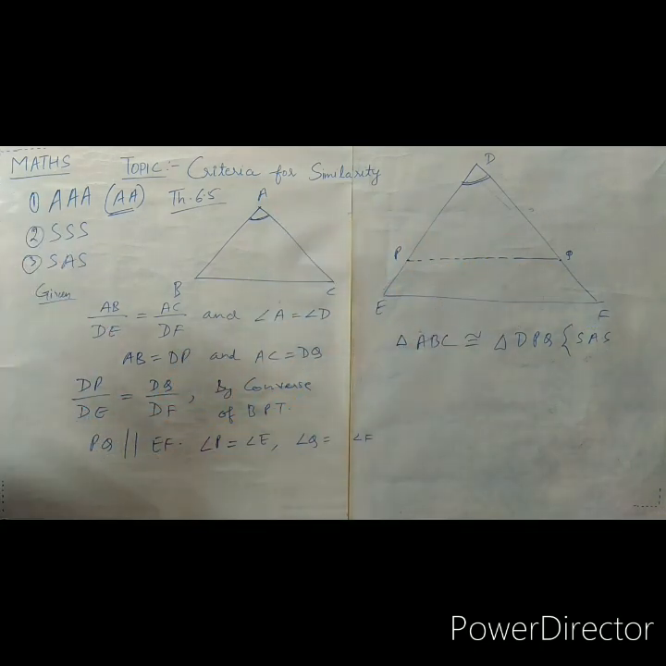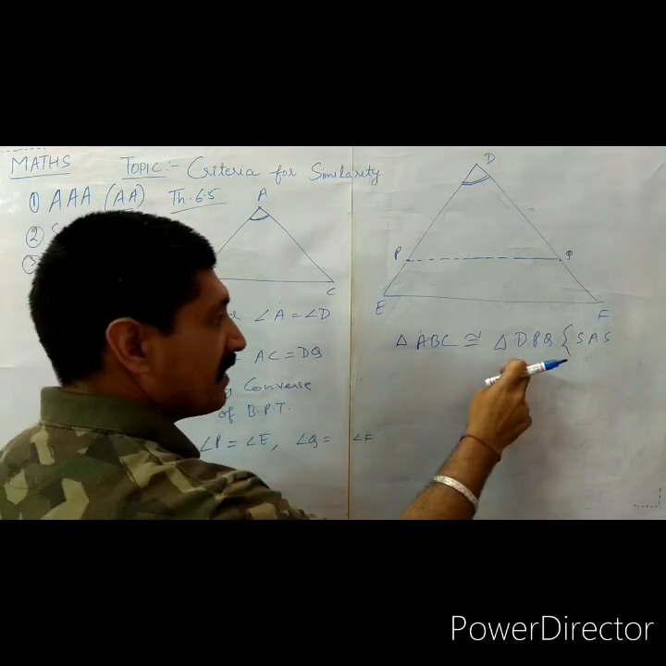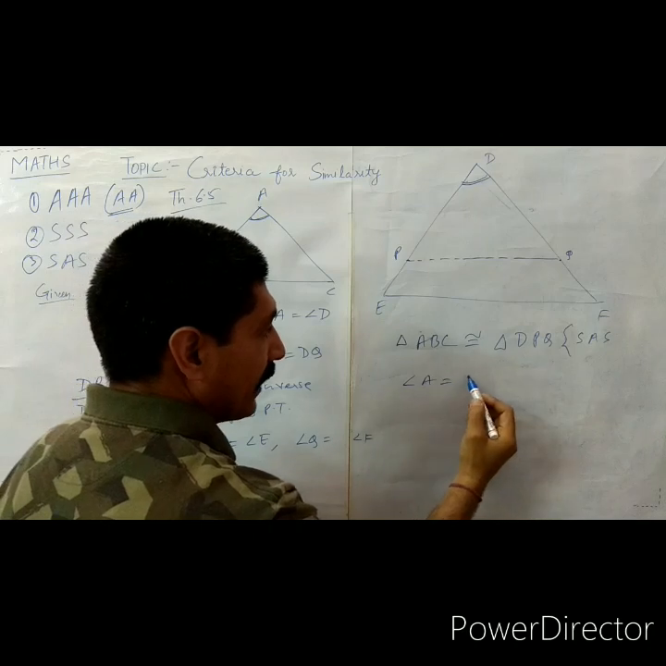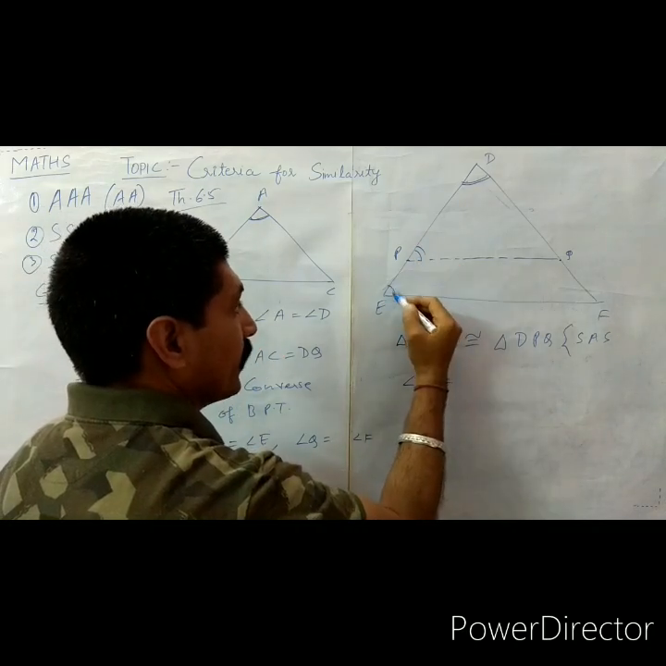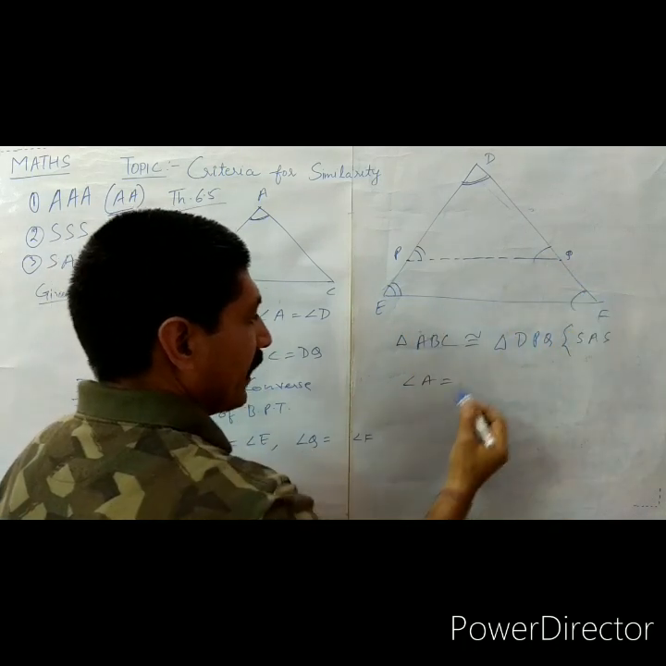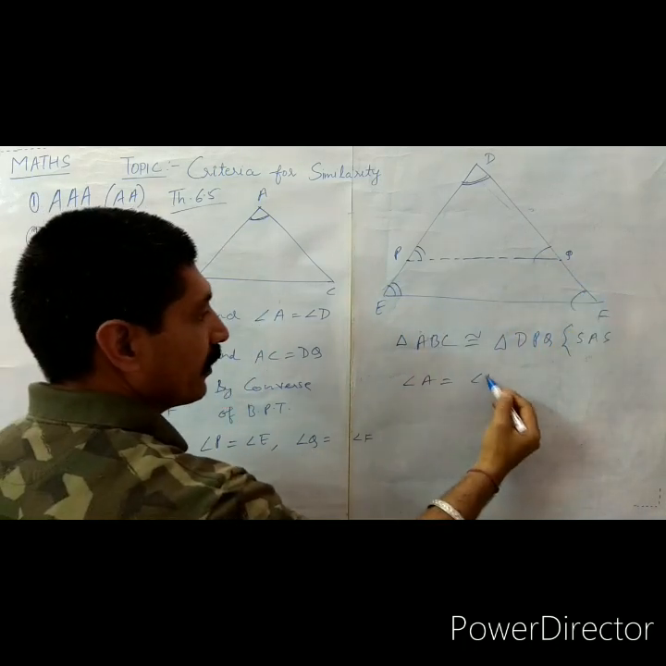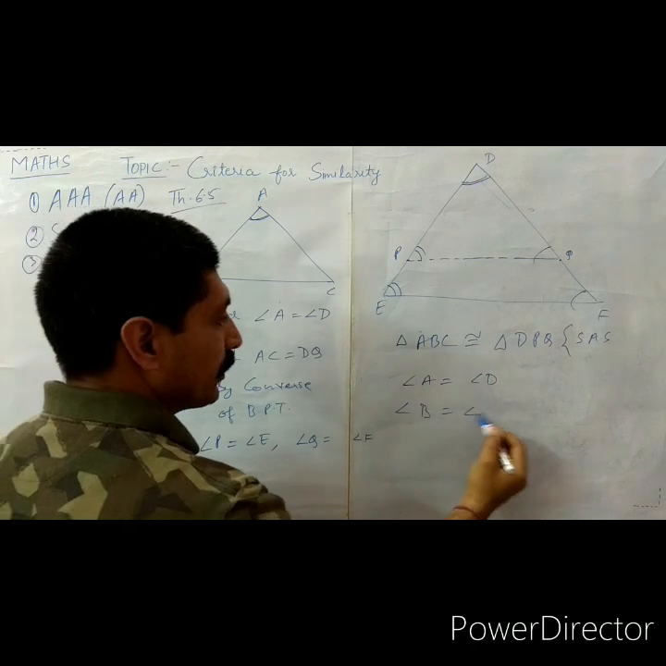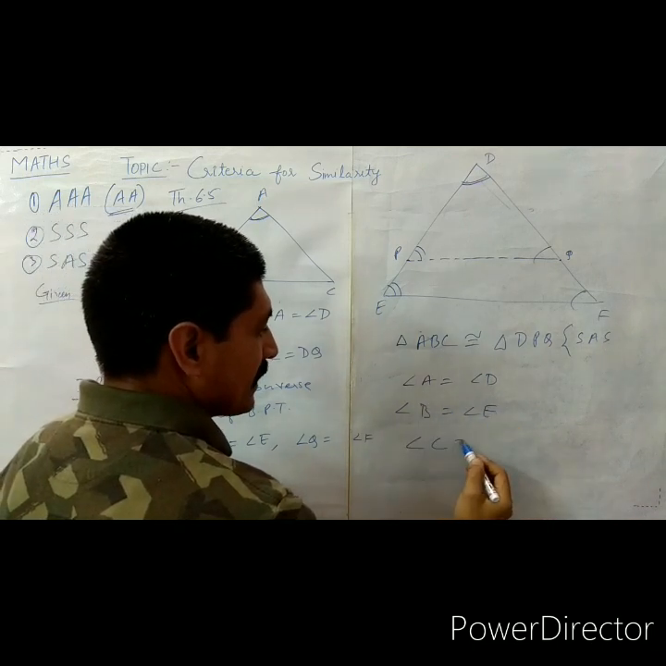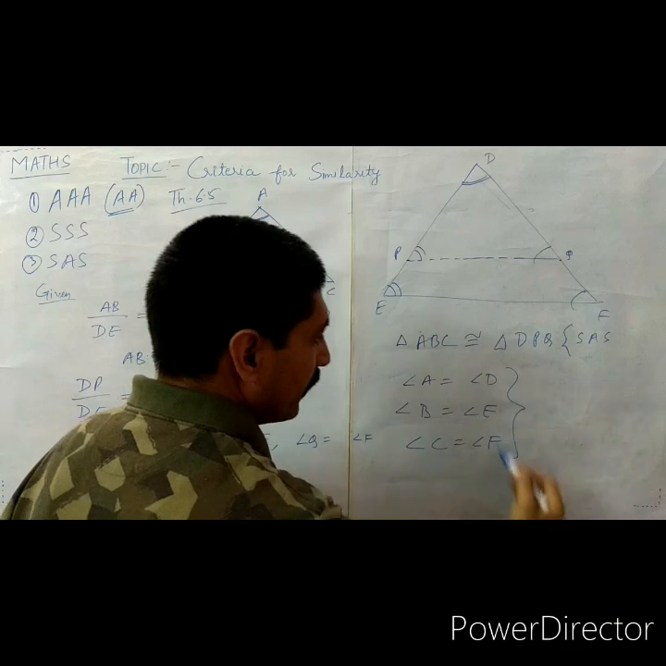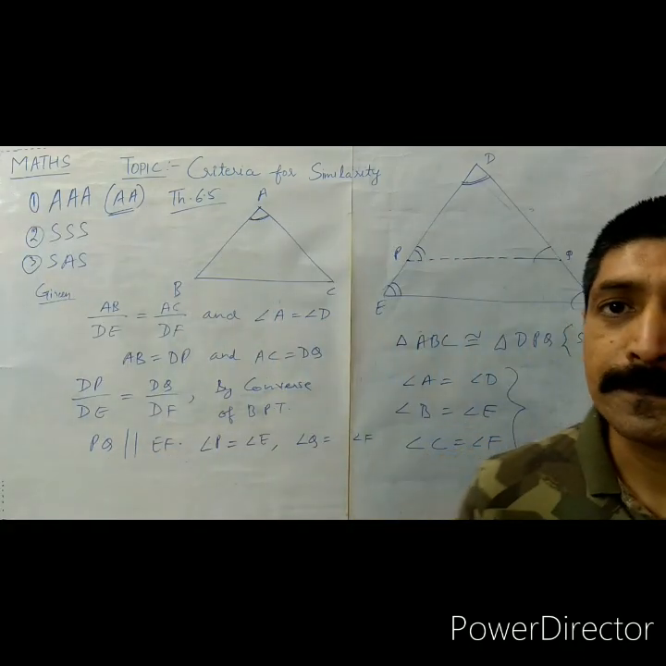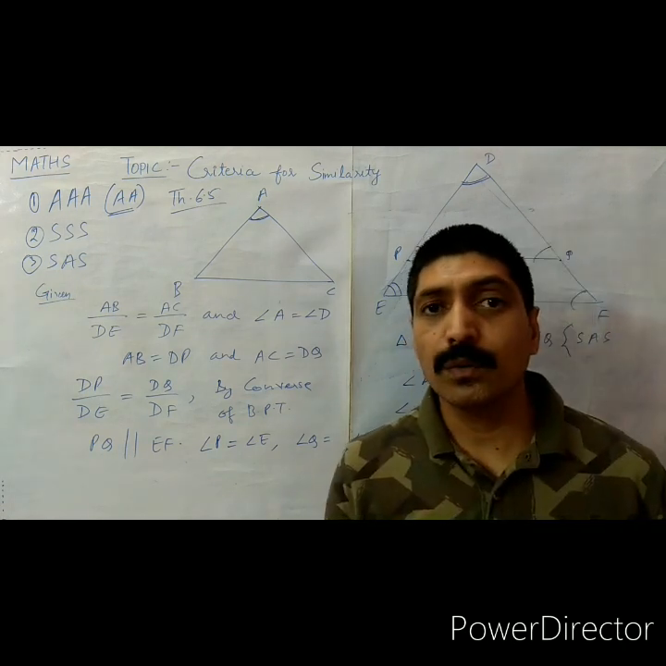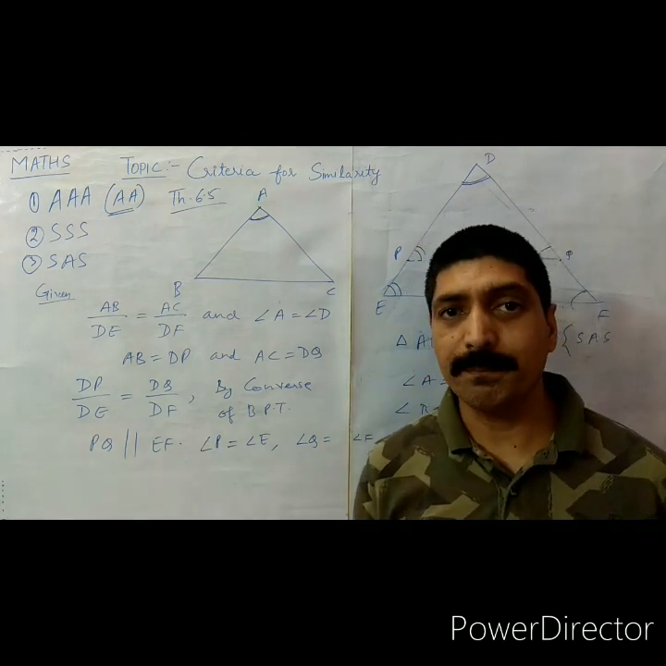then by CPCT angle A is equal to angle D. These angles are further equal: angle A is equal to D, it is already given, angle B is equal to angle E, and angle C is equal to angle F. So here we can say these two triangles are similar. So let's go for a few examples.